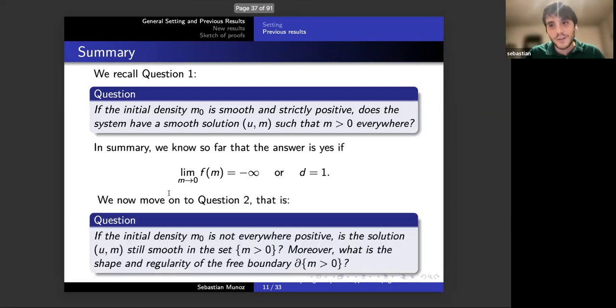And now the subject of this talk is question two. I'm putting it here again just to remember it. If the initial density is not everywhere positive, is the solution still smooth where M is positive? And what is the shape, what is the nature of the free boundary? That is the second question.